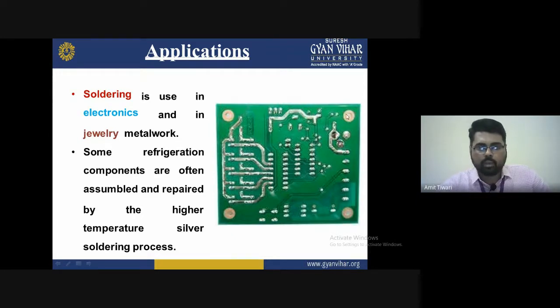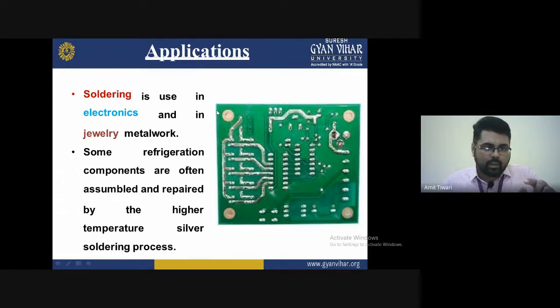With the help of soldering, you can join all the components, and you can see they have very fine finishing and look very good and attractive. Soldering maintains good surface quality without any damage to the workpiece. These are the applications of soldering: mainly electronics, and sometimes jewelry, to maintain the good quality of the workpiece.